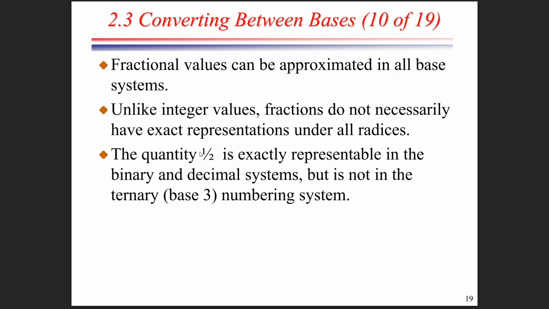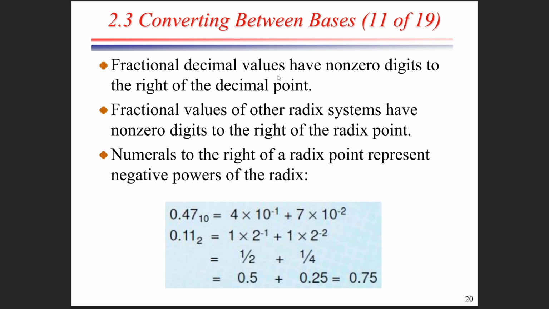And fraction values can be approximated in all base systems. The quantity 1 over 2 is exactly representable in the binary and decimal systems, but not in the ternary numbering system. Fractional decimal values have non-zero digits to the right of the decimal point. Numerals to the right of the radix point represent negative powers of the radix.